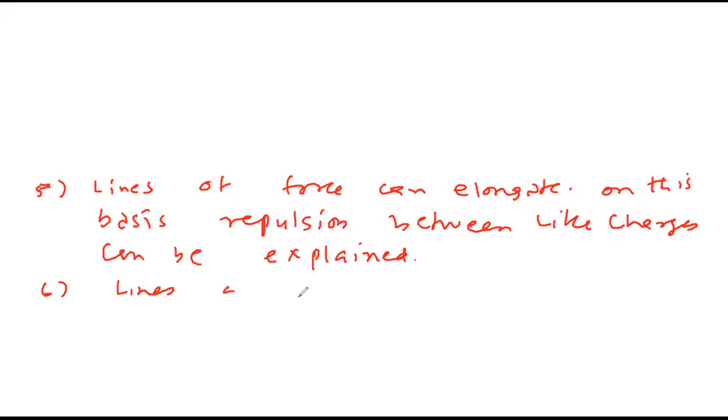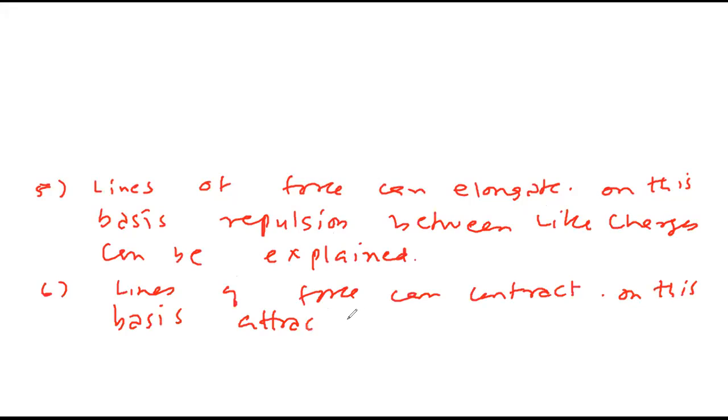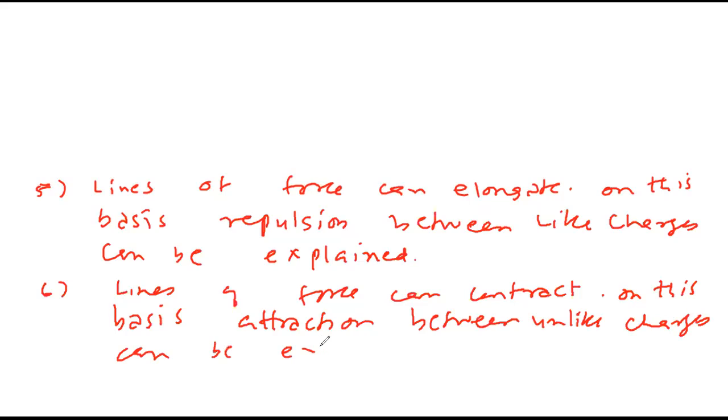Lines of force can contract also. That means they have lateral push-pull ability. Contract. On this basis, attraction between unlike charges can be explained. Right, 5 and 6.